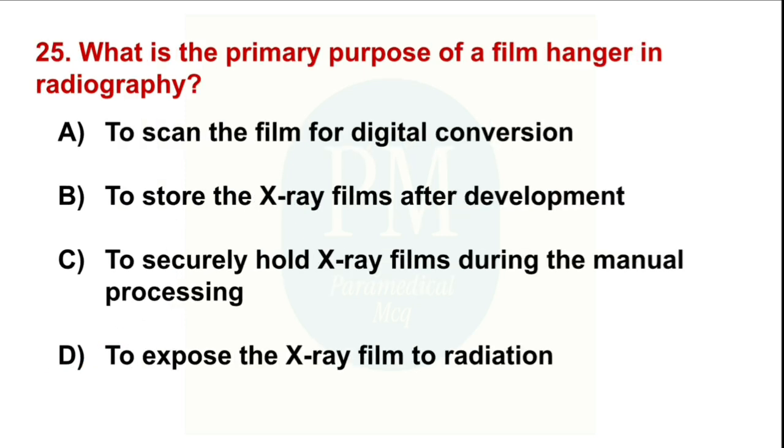What is the primary purpose of a film hanger in radiography? Option A. To scan the film for digital conversion. Option B. To store the X-ray films after development. Option C. To securely hold X-ray film during manual processing. Option D. To expose the X-ray film to radiation. The correct option is option C. To securely hold X-ray film during manual processing.